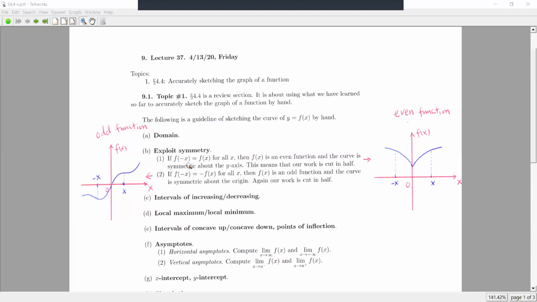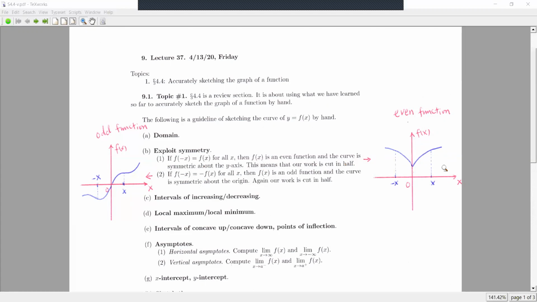One is even function. What does it mean, even function? When the graph of the function is symmetric about the y-axis, for example, this case, then the function is called an even function.